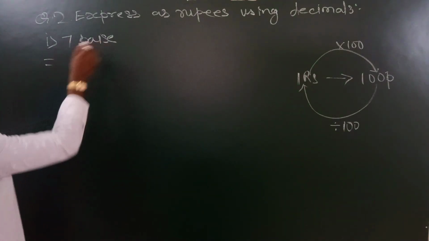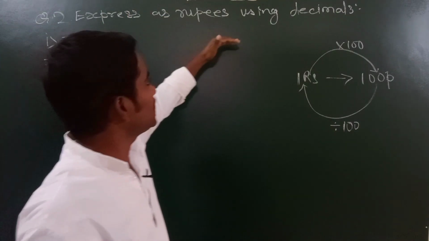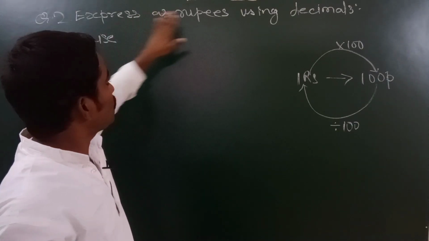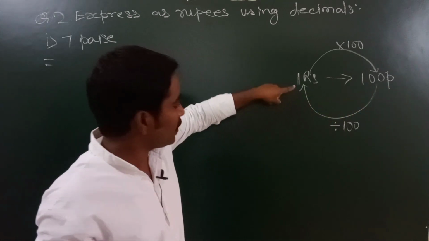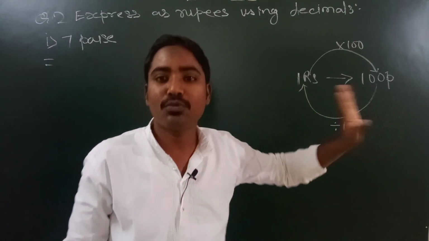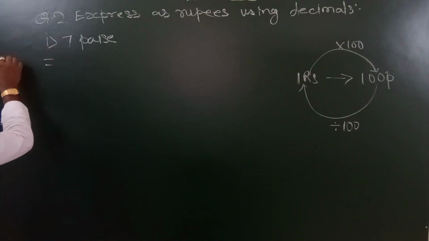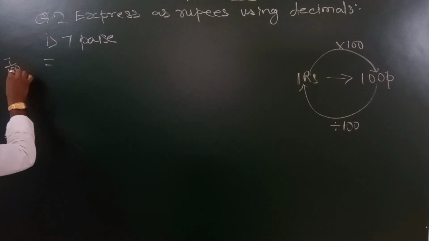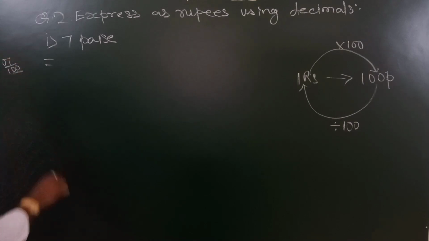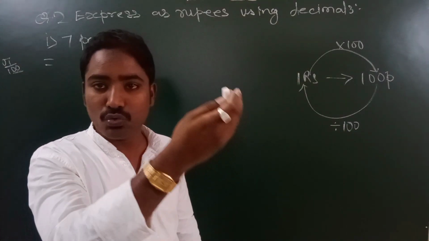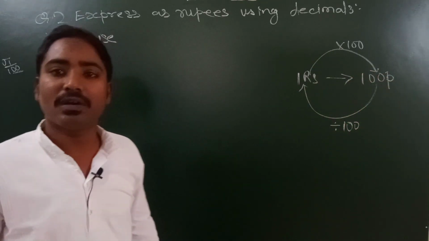Now 7 paise. We know that we have to convert or express these paise into rupees, means paise to rupees. See the arrow. What we have to do? We have to divide it by 100. If you divide 7 by 100, students, since at the denominator we are having 2 zeros, we will make this 7 a 2-digit number by placing 0 towards its left. We will not place 0 towards its right.